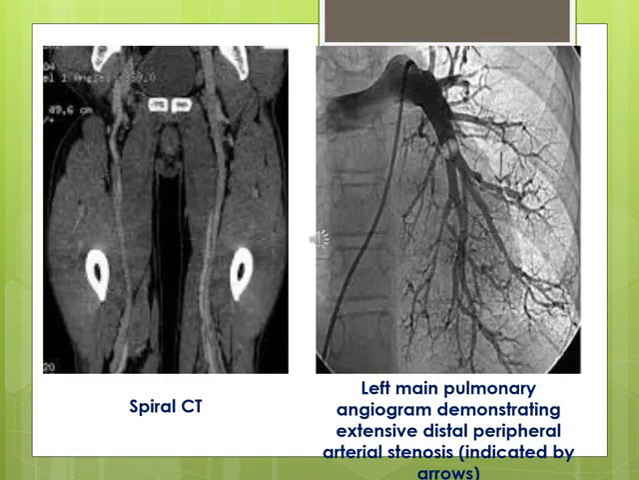And lastly is the CT angio. This is a spiral CT scan which shows the left or right pulmonary angiogram demonstrating extensive peripheral arterial stenosis. This is in a case of pulmonary embolism as shown in this row.